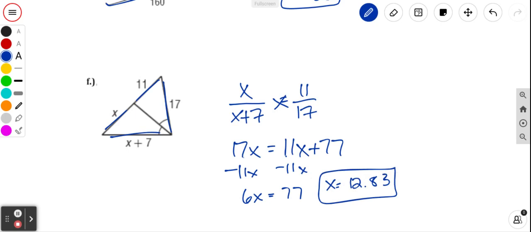As you can see, nothing too different from what we've been doing all this time, just more setting up proportions and solving them. Please try the problems.